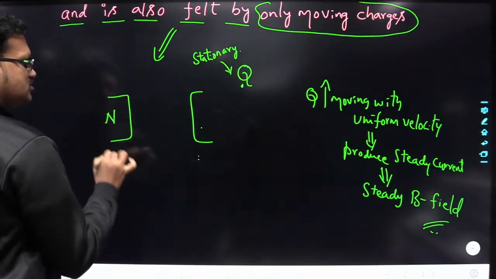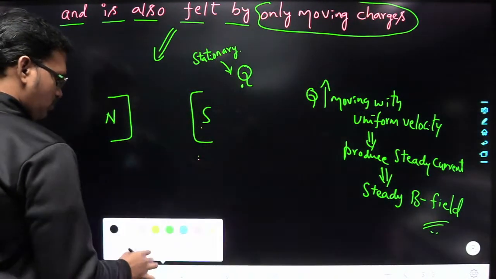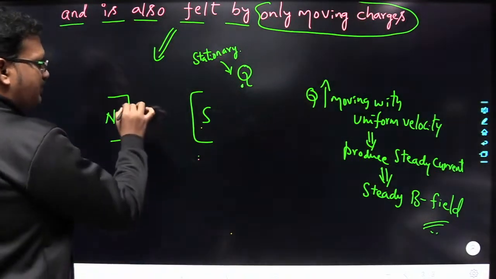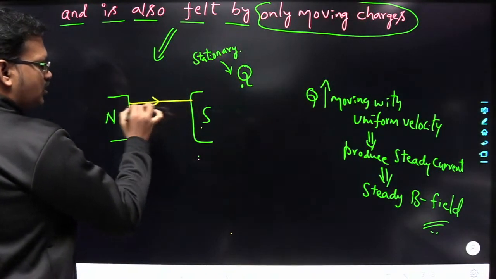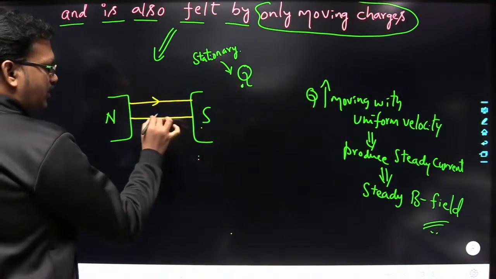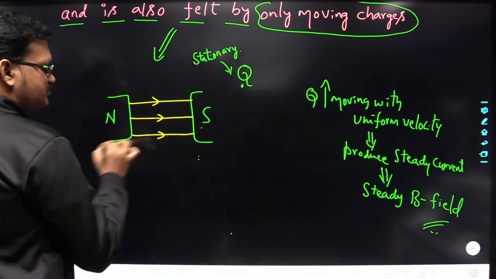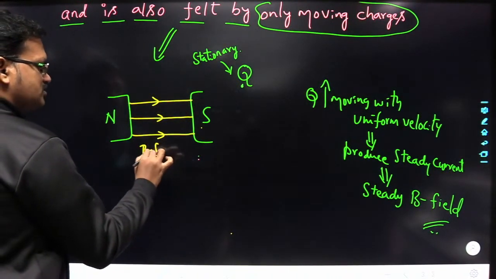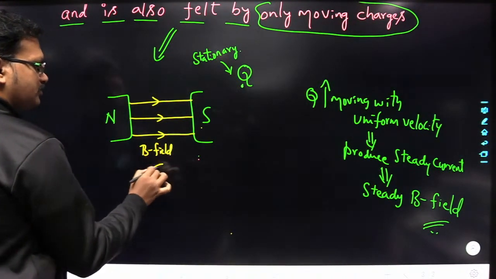let us say this is the north pole and this is the south pole. We know that the magnetic field lines always start from the north pole and end at the south pole. So let us say this is the B field, right?